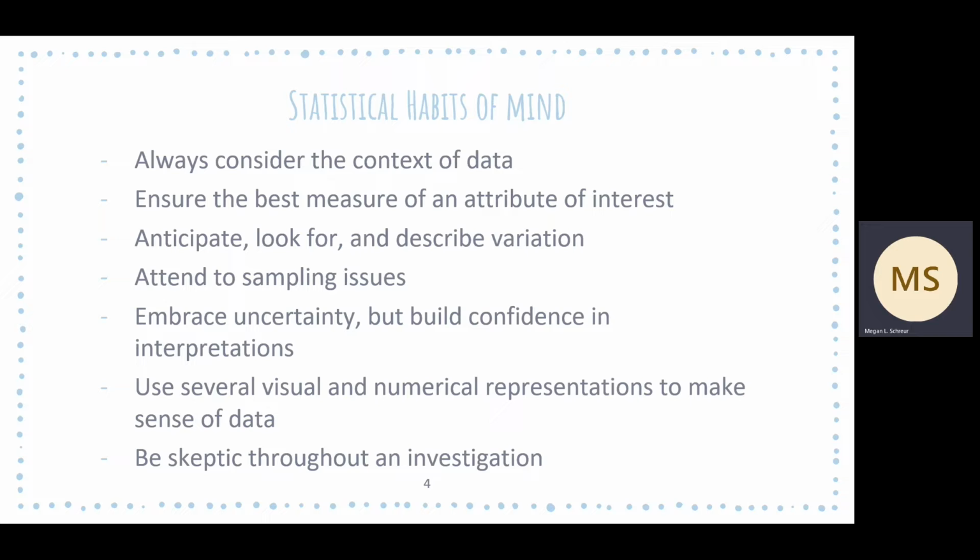These are some things that we should keep in mind while we do this. This is what we call statistical habits of mind. Always consider the context of the data, ensure the best measure of an attribute of interest, anticipate, look for, and describe variation, attend to sampling issues, embrace uncertainty but build confidence in interpretations, use several visual and numerical representations to make sense of data, and be skeptic throughout an investigation.